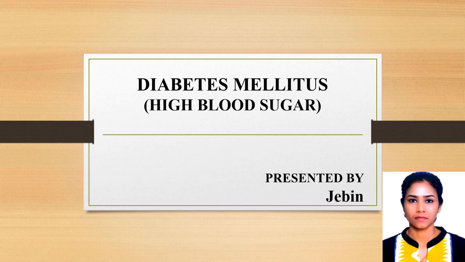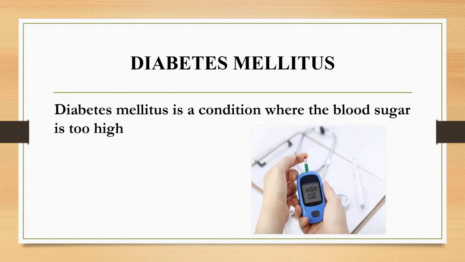Today I am going to discuss a common and simple disease condition, that is diabetes mellitus, commonly known as high blood sugar. Let's move on to the topic. Diabetes mellitus is a condition where the blood sugar is too high.